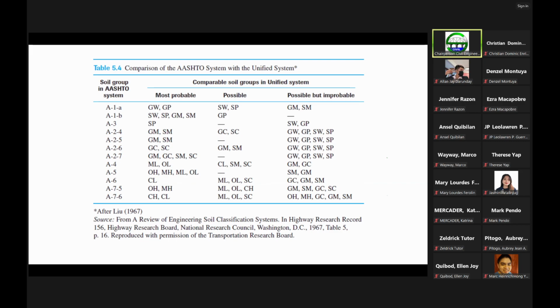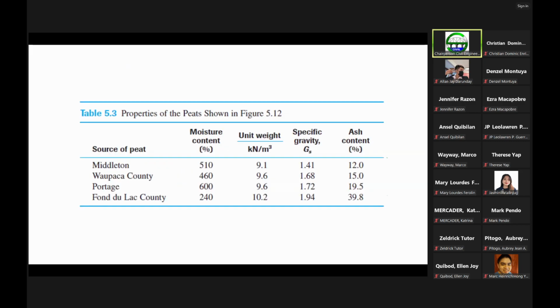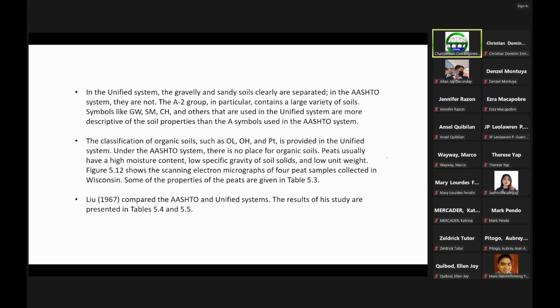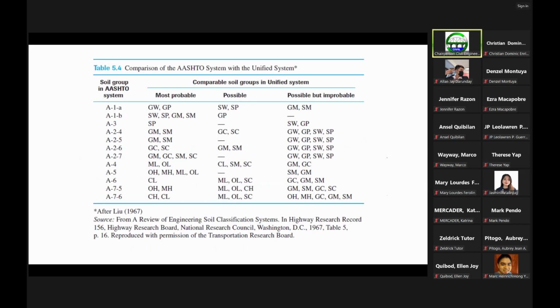This guy, Liu, in 1967, just tried to compare the AASHTO system and the USCS systems. In his comparison, for example, if you have A-1-A, most probably this is equivalent to GW and GP, a well-graded gravel or a poorly graded gravel.